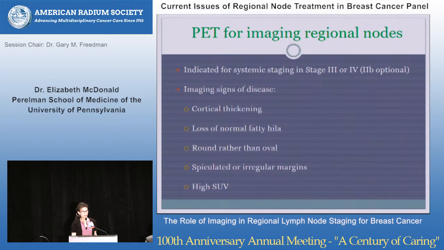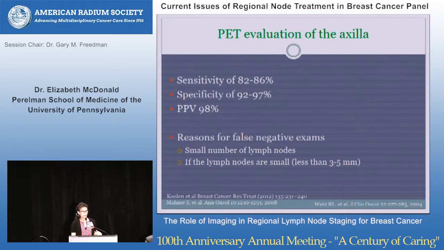So going on to PET. PET is also done not just to stage the regional lymph nodes. The indication for PET is systemic staging in stage 3 or stage 4 disease, and stage 2B is optional. This is still an area where there is active research. So the signs of disease are the same, except that you also have this thing called the standardized uptake value.